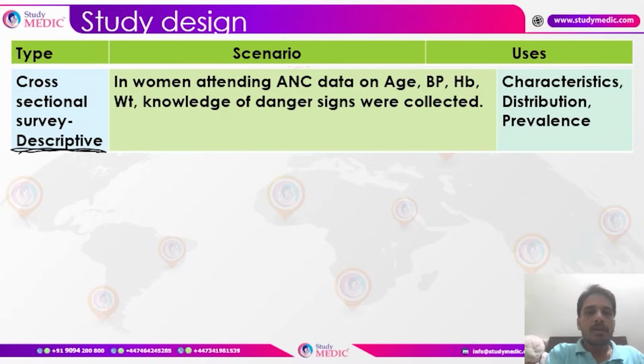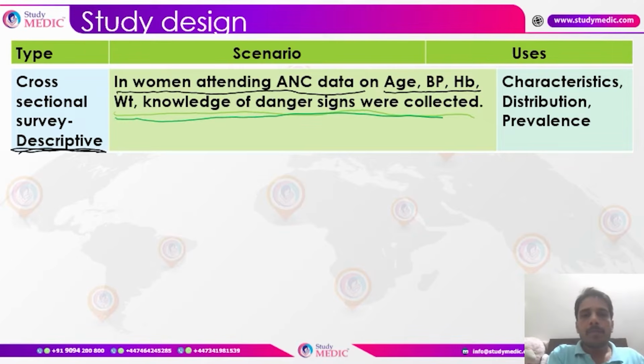Now observe here. In women who are attending an antenatal clinic, the data on many demographics like age, BP, weight, knowledge, or any knowledge of danger signs were all collected. Now here, what is happening? At a single point in time, the data is collected either by interview or questionnaire. Here we are trying to find out the characteristics of the demographics, the distribution of this age, BP, etc., and what is the prevalence of hypertension, etc., at a single point in time. Then such are called cross-sectional surveys.